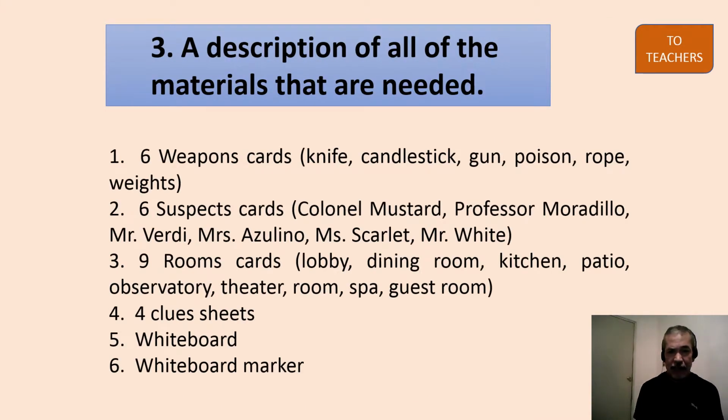The materials that are needed. 1. Six weapon cards: knife, candlestick, gun, poison, rope, wrench. 2. Six suspect cards: Colonel Mustard, Professor Moradillo, Mr. Verdi, Mrs. Asolino, Mrs. Scarlett, Mr. White. 3. Nine room cards: lobby, dining room, kitchen, patio, observatory, theater, living room, spa, and guest room. 4. Clue sheets. 5. Whiteboard. 6. Whiteboard marker.